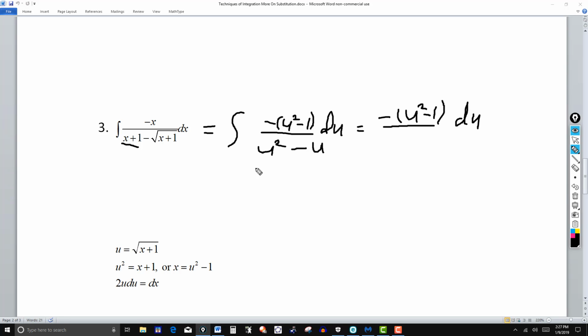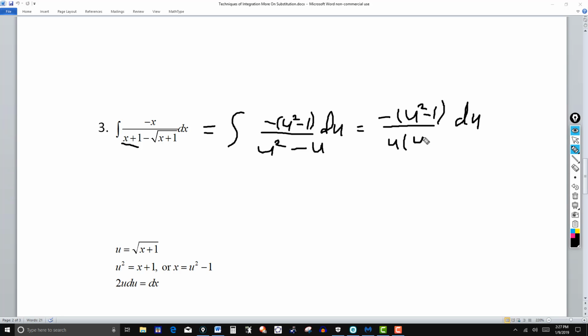And the bottom is u squared minus u. So now I have a degree of 2 on top and a degree of 2 in the bottom. So I could use long division to simplify this. But because I see this factors out, I'm going to factor out a u in the bottom here and make that u minus 1 times u.